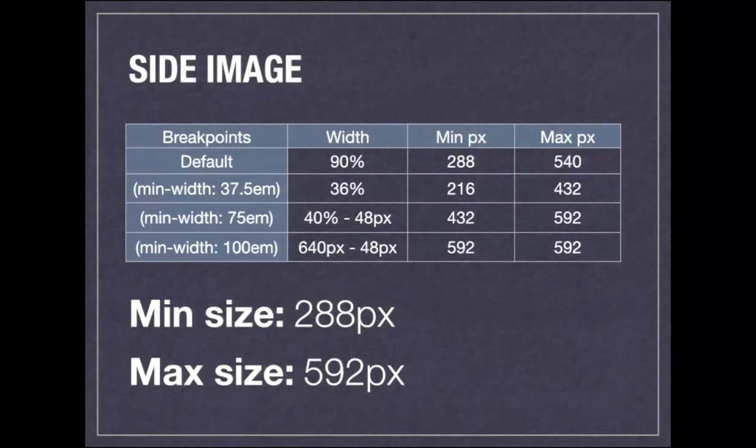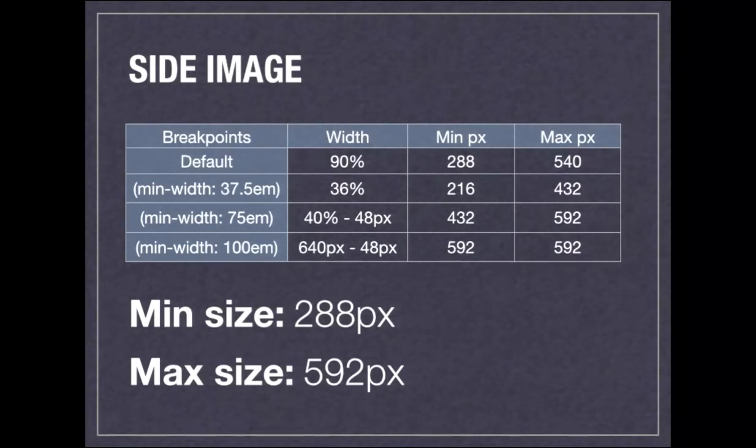And so that's where the breakpoint is for the next point that the width is going to change. So that's that 37.5 ems. And when we multiply 37.5 times 16 times 90%, then what we get is a minimum of 216 pixels. That's the minimum that the next image is going to be. I'm sorry, we're talking about the maximum of the last one. It's 90% times 37.5 times 16, which is 540 pixels.